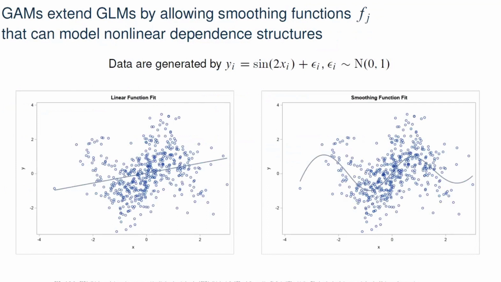be unknown nonlinear dependencies. To illustrate this point, here is a small example where I've simulated 500 observations from a normal distribution where the mean depends on one predictor x through a sine function. The figure on the left shows the traditional GLM fit using a normal distribution and the identity link, and the figure on the right shows the corresponding GAM fit with the same distribution and link function, and it's clearly doing a better job of capturing that nonlinear dependence.